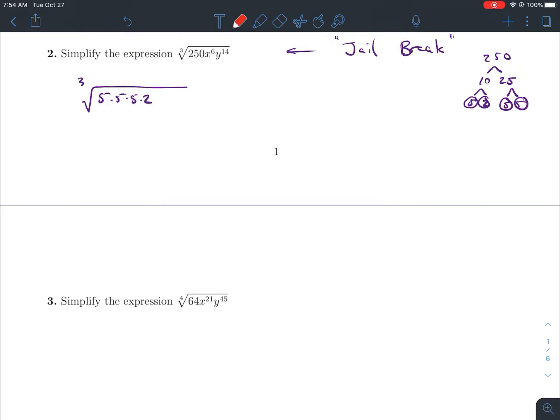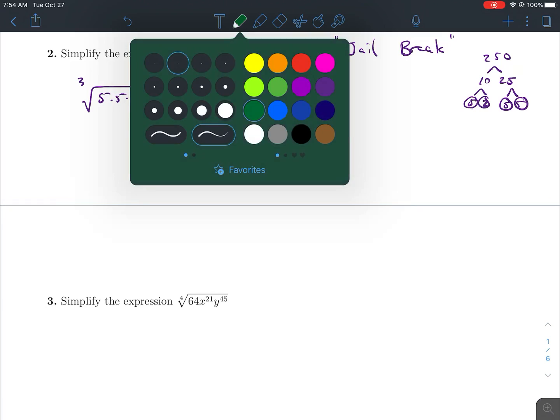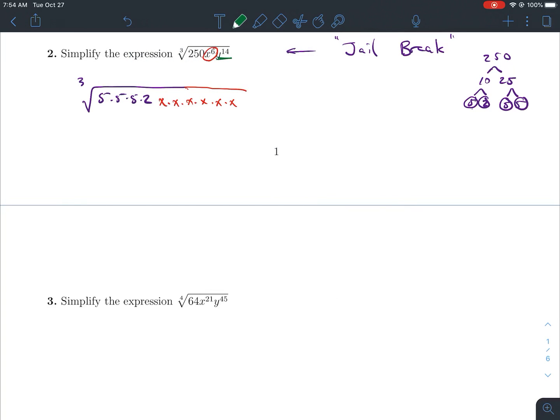Now looking at our x's, x to the 6th power is x times x times x times x times x times x. And I'll actually write the y's out this time, but maybe we'll even come up with a shortcut in just this one problem. So y, y, y, y, y, y, y, y, y, y, y, y. Cool, I think I've got 14. Let's count them: 1, 2, 3, 4, 5, 6, 7, 8, 9, 10, 11, 12, 13, 14. Great. All right, so we need to simplify this expression.